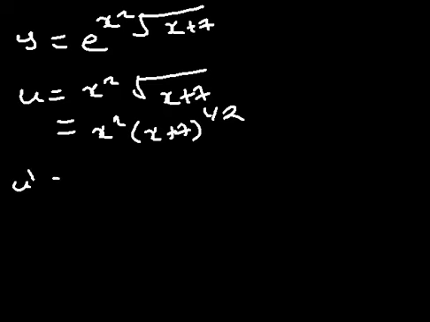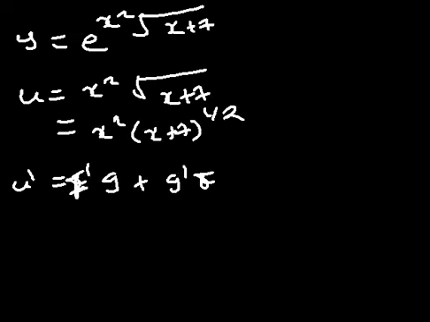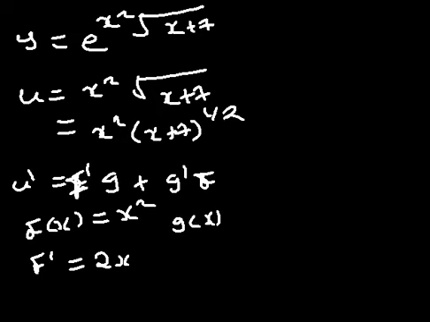So what is the u prime? Now I'm going to use the product rule, where I'll have f prime of x times g of x plus g prime of x times f. Just refer to the video where I explained the product rule, in case you missed it. So what is f of x? We'll have it as x squared. And what is f prime of x? We'll have it as 2x. And what is g of x? We'll have it as x plus 7 to the power half. And what is g prime of x?